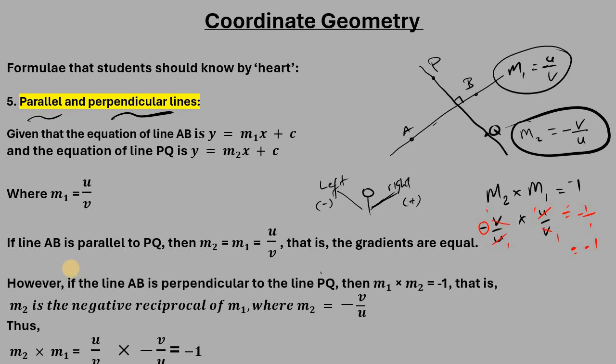So remember, if lines are parallel, the major thing to know is that the gradients are equal because they're sloping the same way. Gradient just means slope. And if they have the same measurement for the slope, that means they are equal. And if they're perpendicular, then they'll be the negative reciprocal of each other. One being positive, one being negative, and reciprocal of each other.